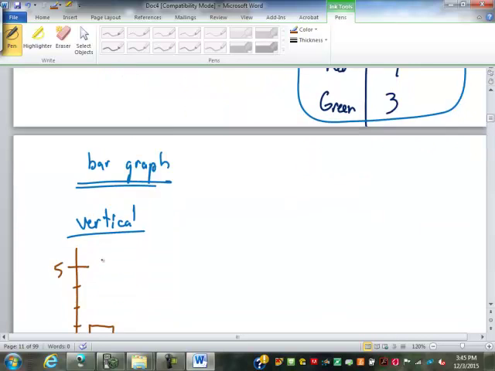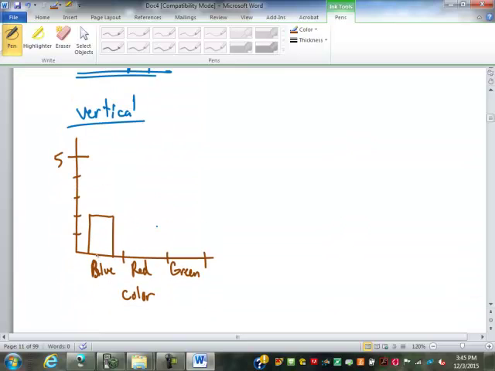Green was 3 times. Blue is just 2. Red was chosen 4 times, so we're going to go up to 4. Green was chosen 3 times.